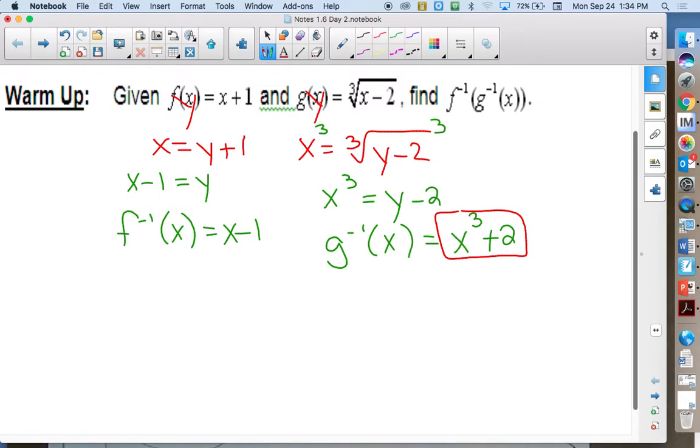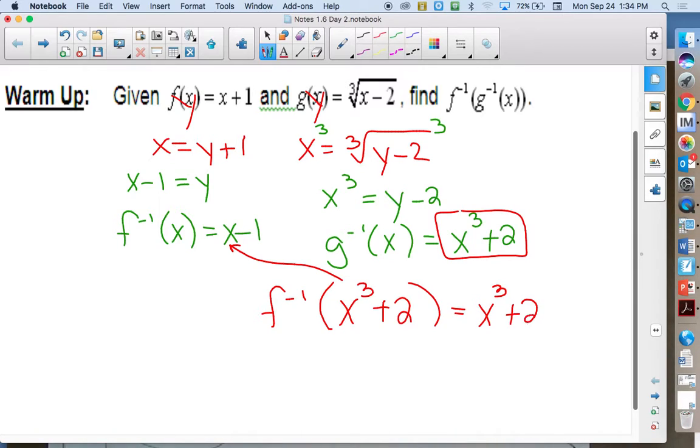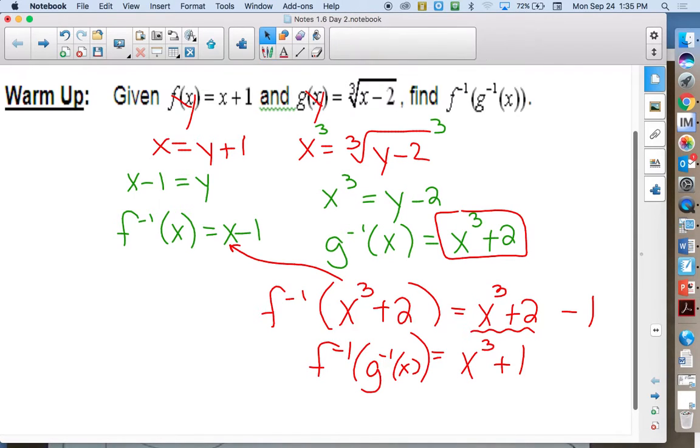So you take the g inverse, which is x cubed plus 2. You plug that in to the f inverse, the inverse of f. So it's an x minus 1, now it's x cubed plus 2. So that part's the inverse of g, and then the minus 1. So x cubed and then plus 1 would be the inverse of f with the composite of the inverse of g. Kind of a mouthful there.